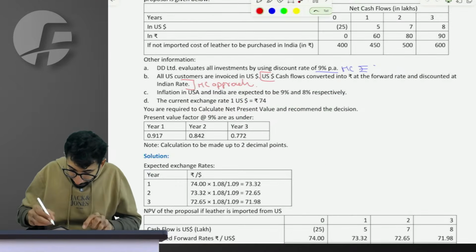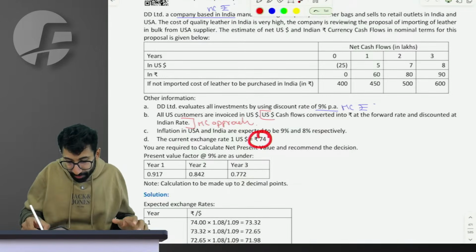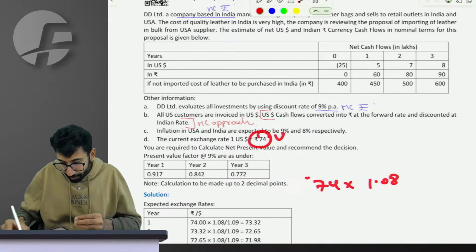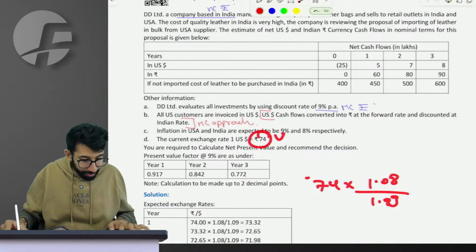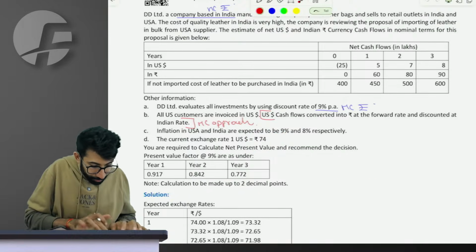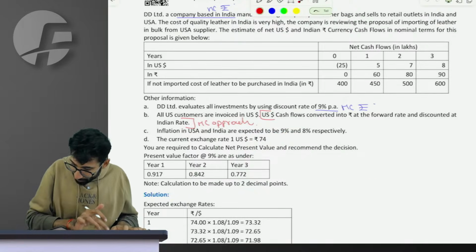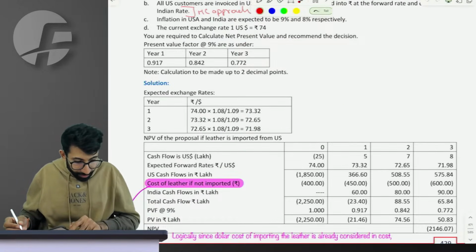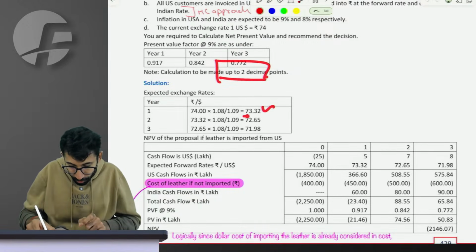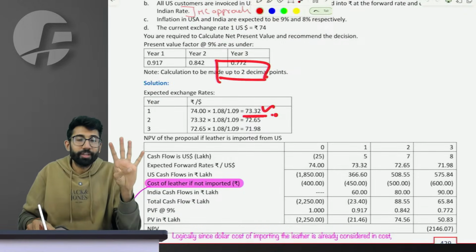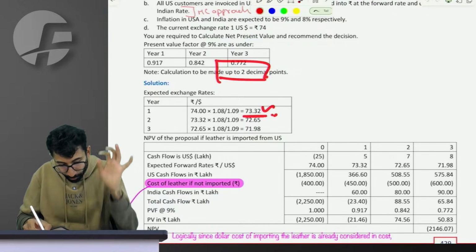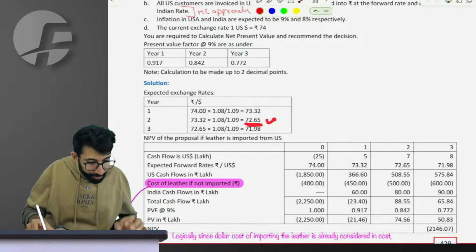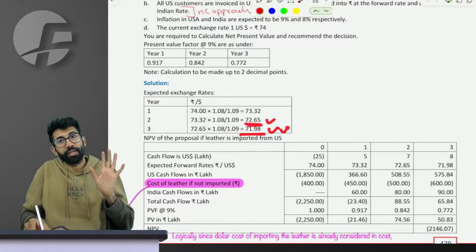So India, 74 is the rupee per dollar rate. Using purchasing power parity or interest rate parity, the Indian rate of 8% will be multiplied and 9% will be divided. 74 multiplied by 1.08 divided by 1.09 is 73.32. Since we have to make the calculation till 2 digits, we are keeping it till here. Else we could have done it till 4 digits after the decimal point, 73.32. Then again multiplied by 1.08 divided by 1.09 is 72.65, and similarly 71.98.